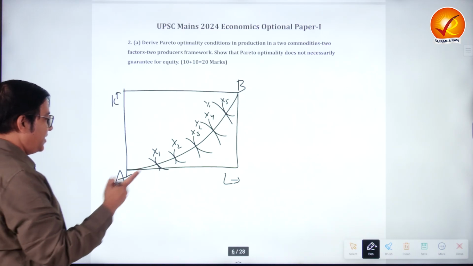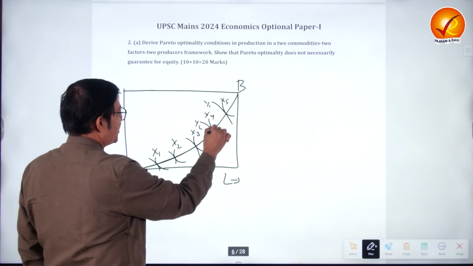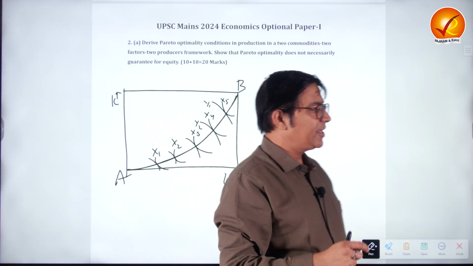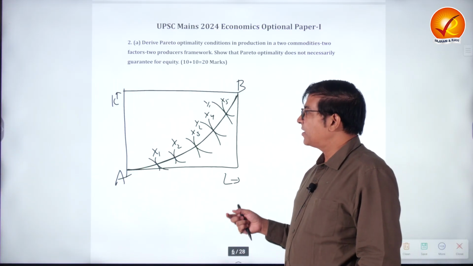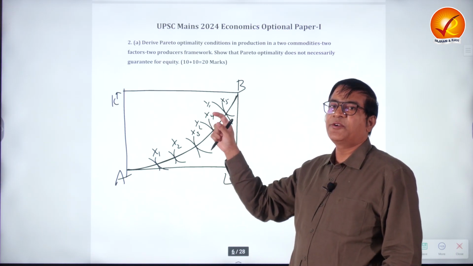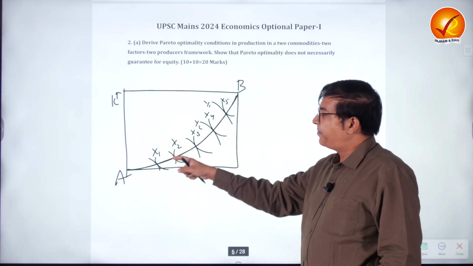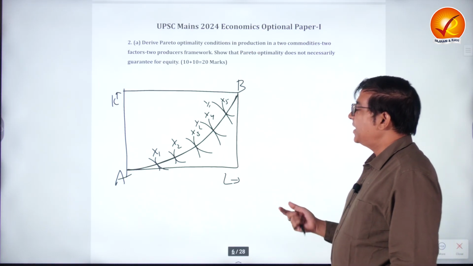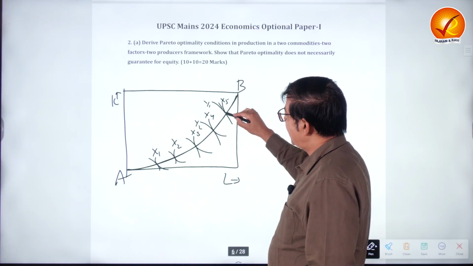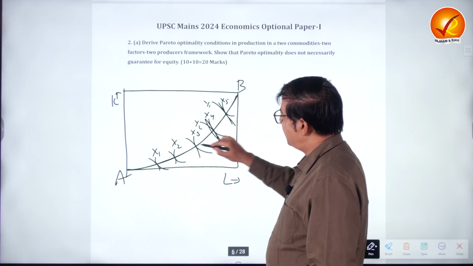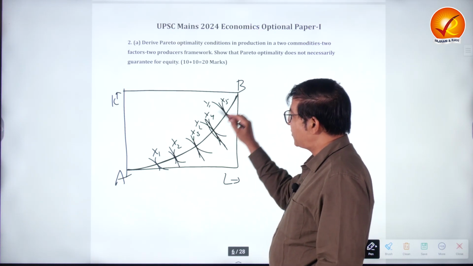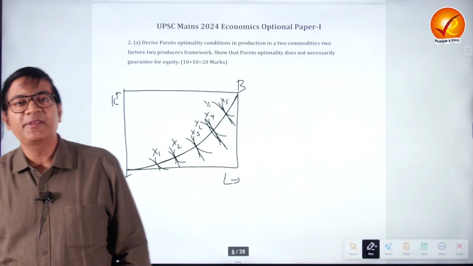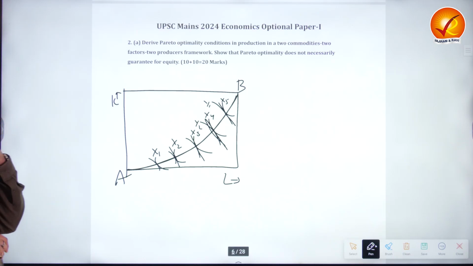Okay. You must have done that all points of the contract curve are Pareto optimal, because Pareto optimality by definition means there is no way to make someone better off without making others worse off. By that logic, all the tangency points are Pareto optimal over here. In fact, you will also see MRTS LK is the same at all these points. So MRTS LK from one producer's perspective will be the same as the other's. So that is also there.